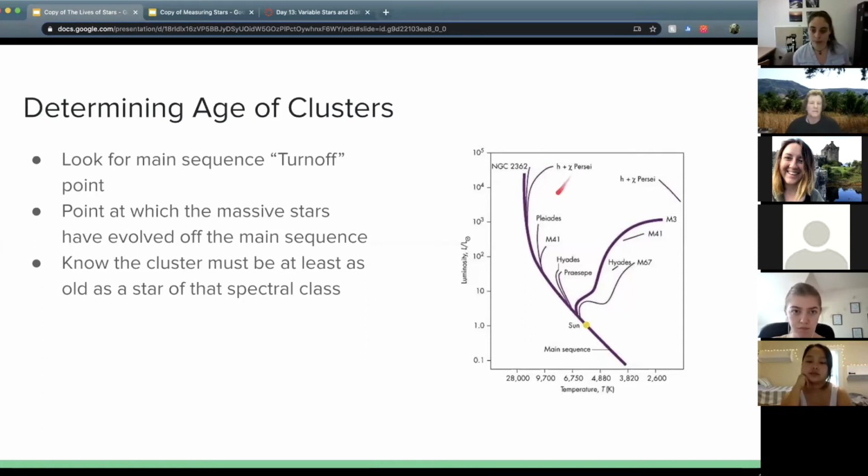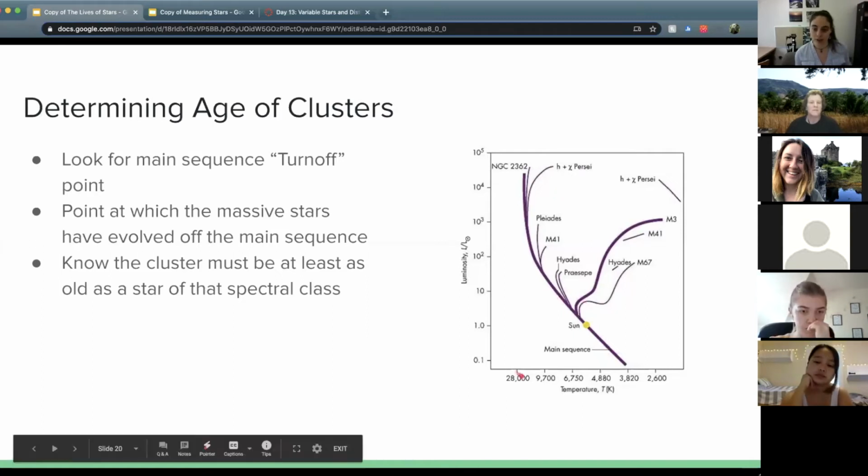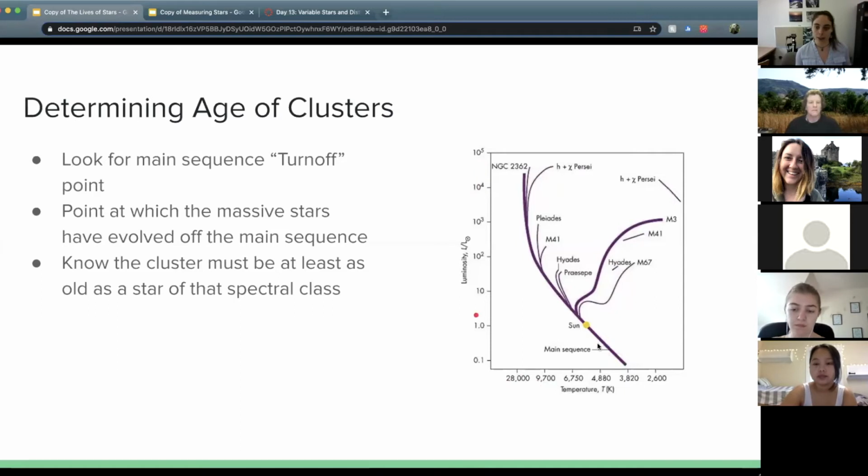The way that we can view this is on our HR diagram again, where we have temperature or spectral class or color on our x-axis, and then luminosity, brightness, on our y-axis. And here we have the main sequence, this thick purple line plotted here. They've shown different clusters on this HR diagram. The ones that still seem to be pretty much just following the main sequence are going to be our youngest clusters. So the youngest cluster shown here is going to be NGC 2362. And then we can see that h and Chi Persei still looks pretty young, but maybe some of its O and B stars have run out of hydrogen.